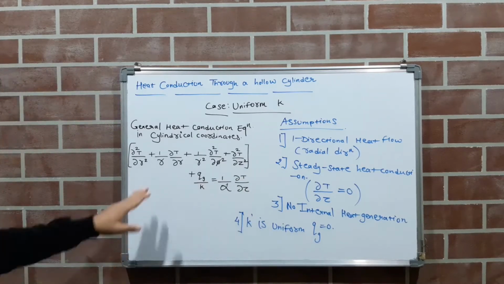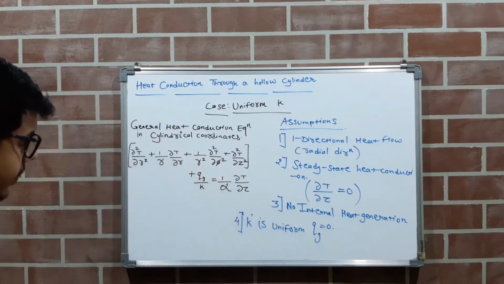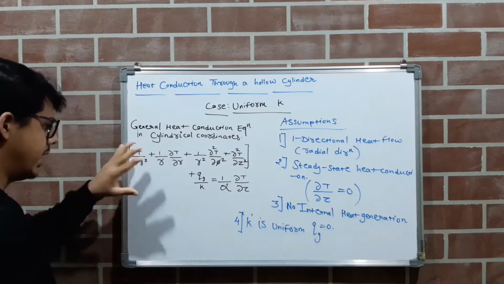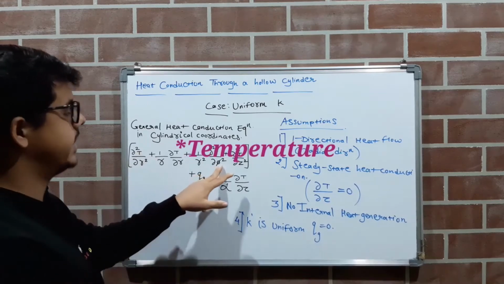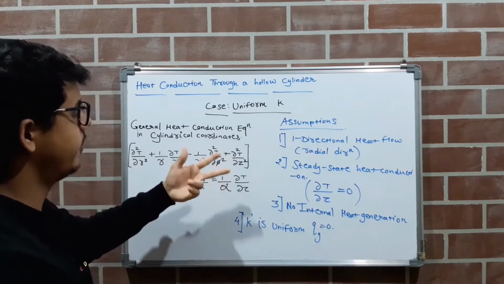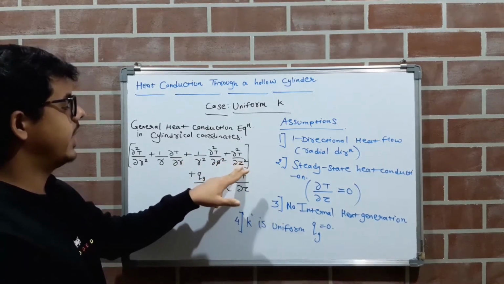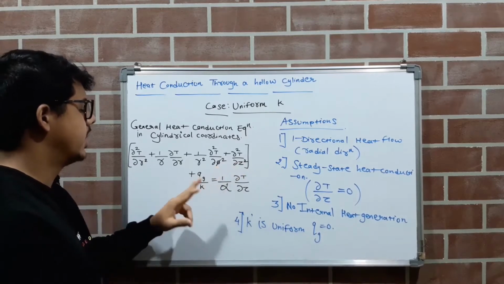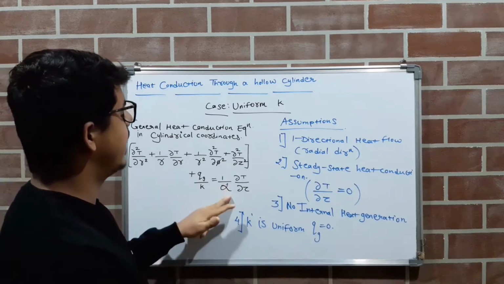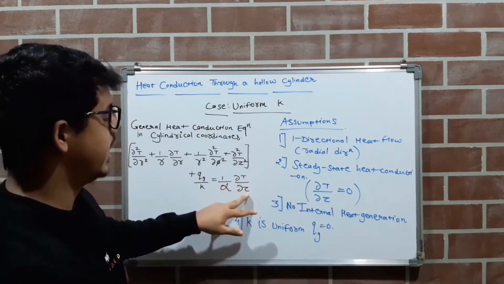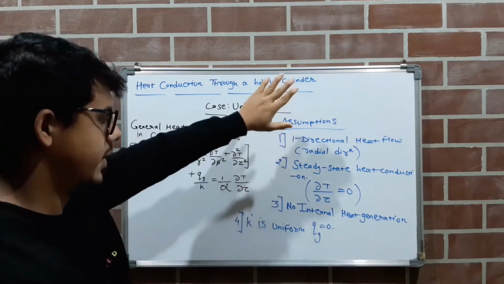Now what are the terms? The names of these terms are explained in the previous videos of the general heat conduction equation, but here also I will explain briefly that r is the radius, T is the temperature, phi is the circumferential direction, and z is the axial direction in our derivation. This Qg is the internal heat generation, K is the thermal conductivity of the material, alpha is the thermal diffusivity, tau is the time, and T is the temperature. Now we will apply these assumptions.